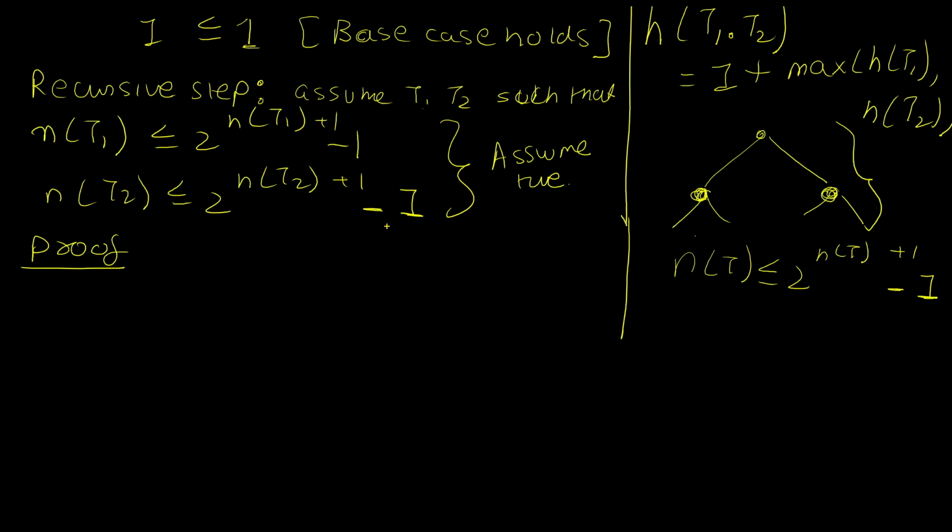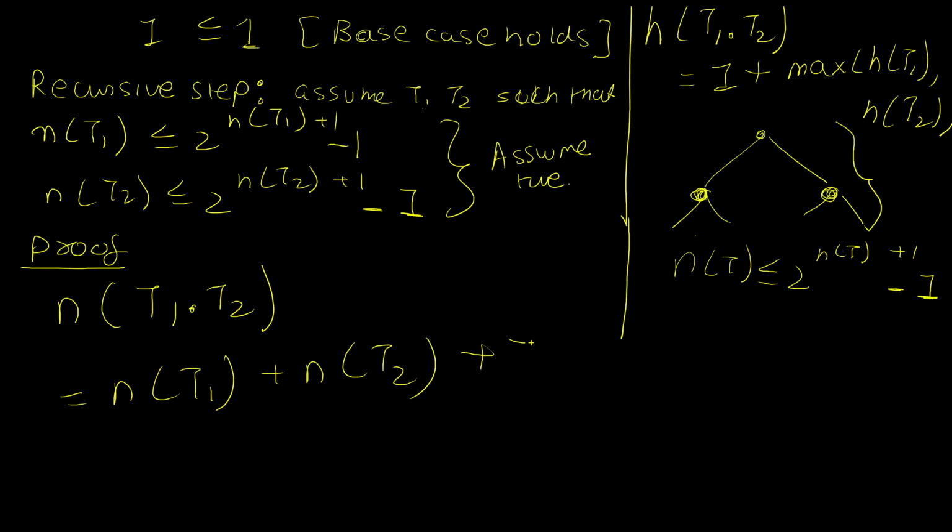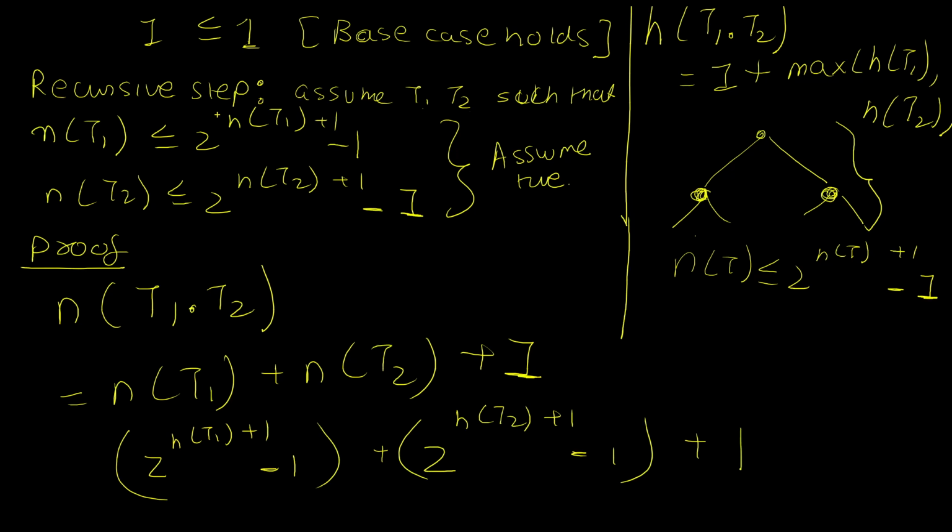So I want to form a similar inequality for T1 dot T2. So let me get started with n of T1 dot T2. Alright, so what is the number of vertices of two trees merged together? We just looked at it. This is going to be n T1 plus n T2 plus one more root element. Now I want to do some substitutions. I know n T1 is related to this quantity and n T2 is related to this quantity. So let me just put the substitutions here. So for n1 and n2, I've just substituted these values here.